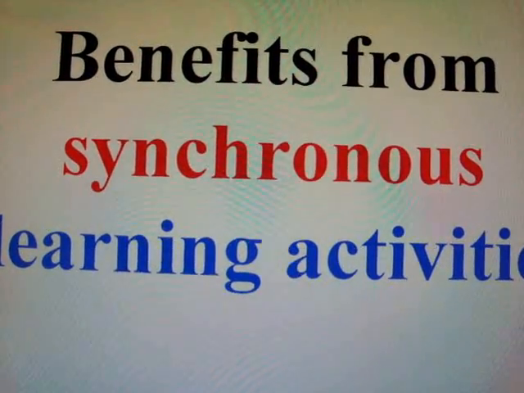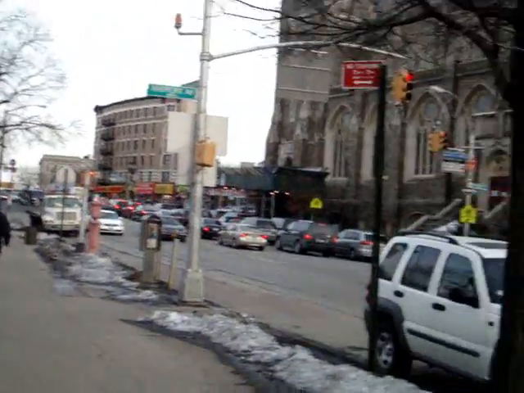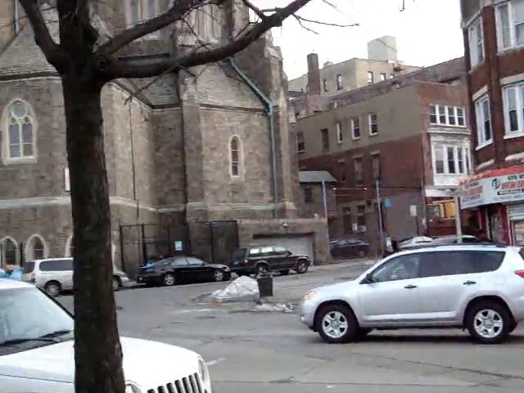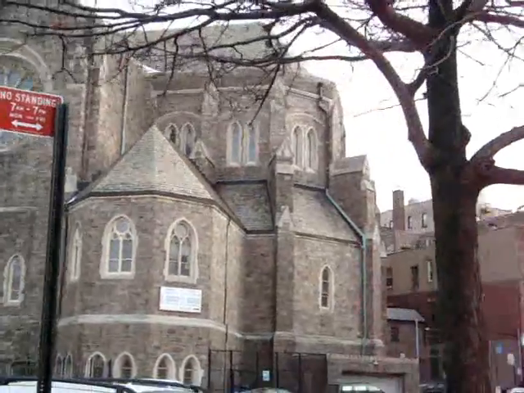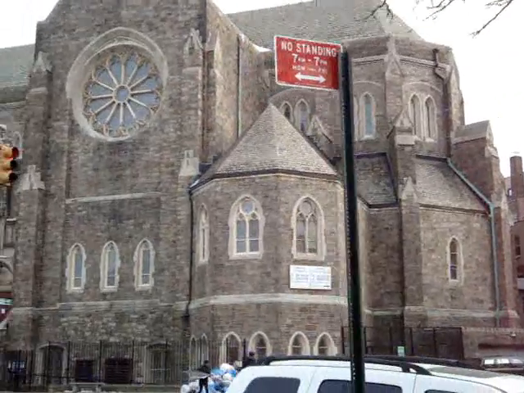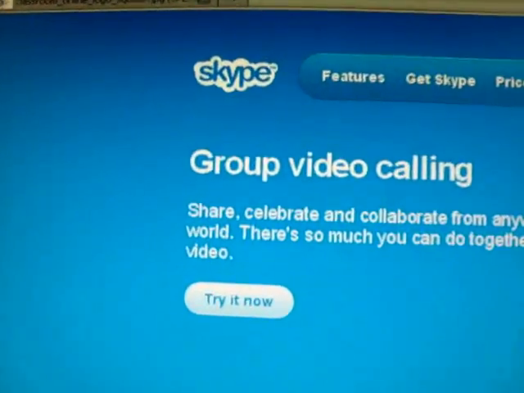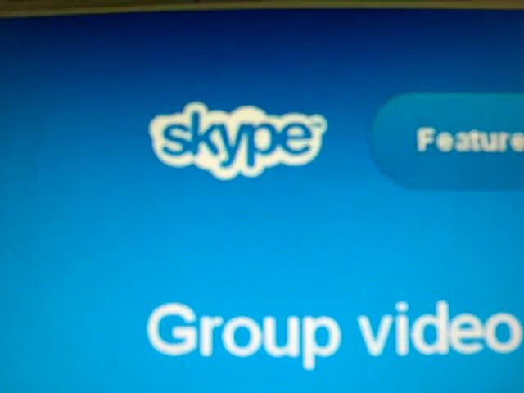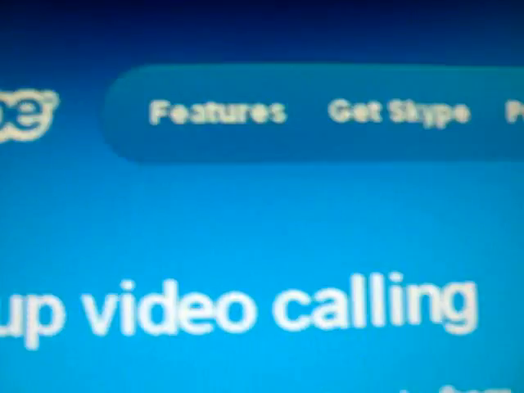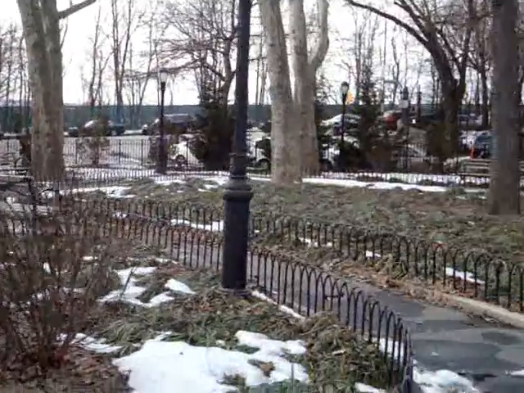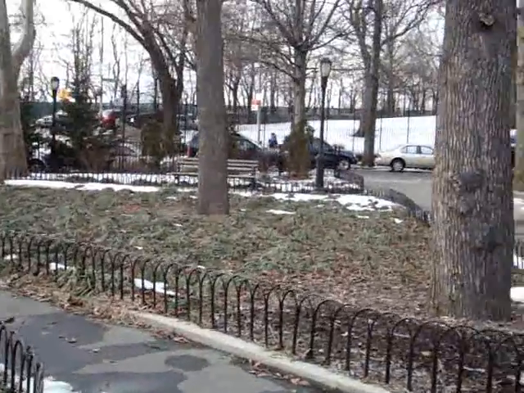Benefits from synchronous activities. By using synchronous tools, the boundaries of the classroom are expanded. For example, a guest speaker may be invited to speak to the class via Skype. The students' participation would not only include their presence at the specific time of the speech, but they would also participate by asking questions of the speaker to increase their knowledge base.